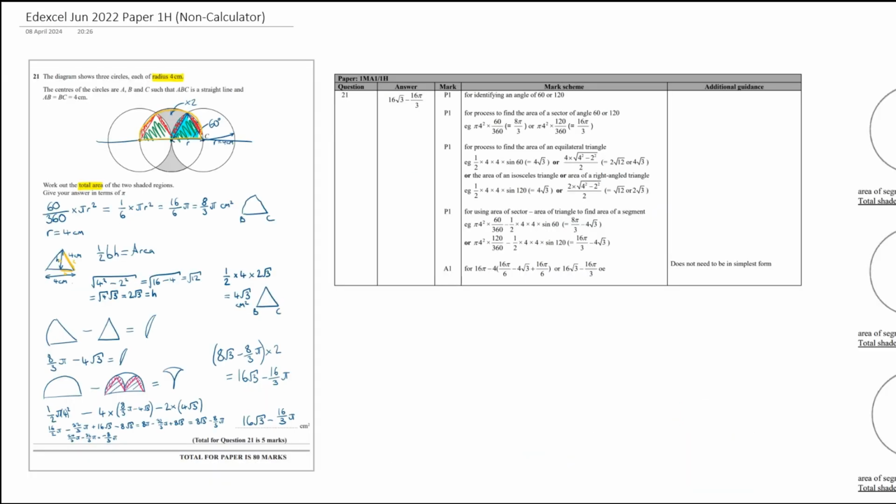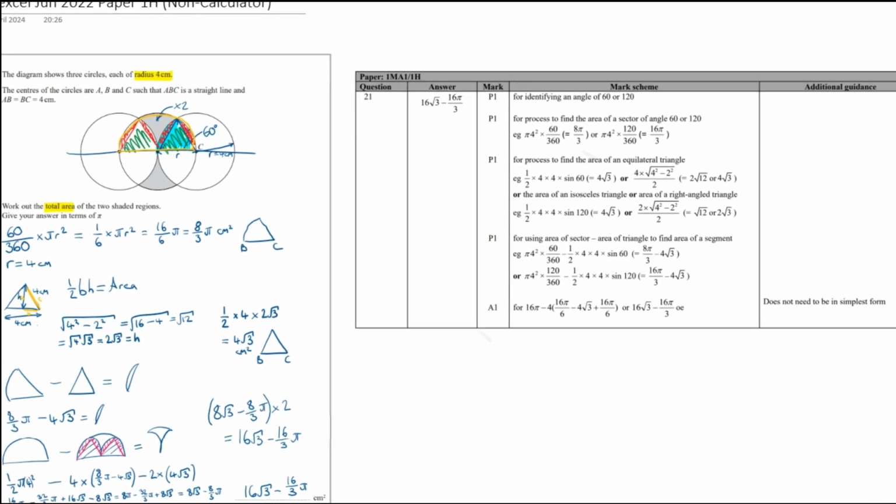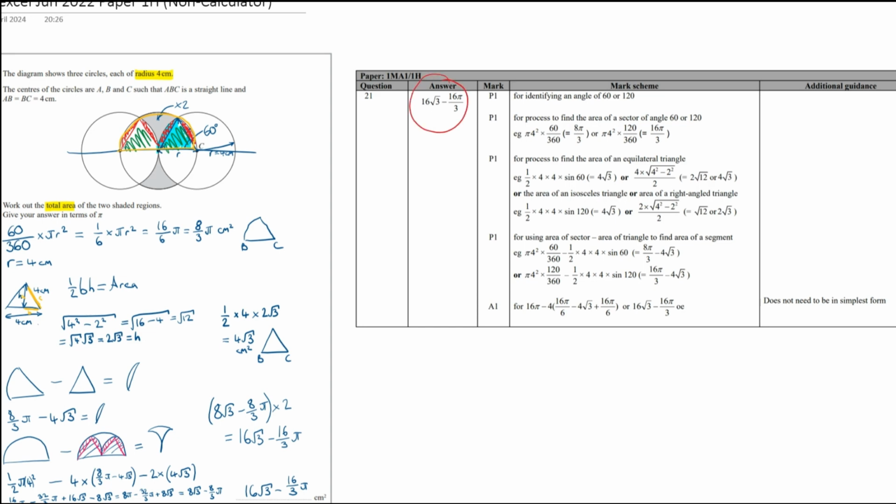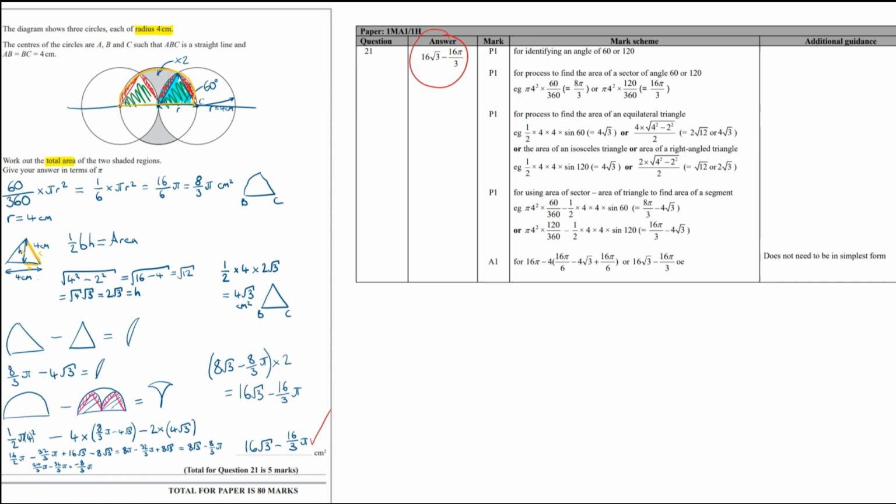Okay, let's give it a look and see if that's correct. Okay, so now I have the mark scheme in front of me. We can give it a look. So it looks like I've got the correct answer, which is 16 root 3 minus 16 over 3 pi. That's good. So we can see that this would be A1, because this is what you get for 16 root 3 minus 16 over 3 pi, which is what I have.